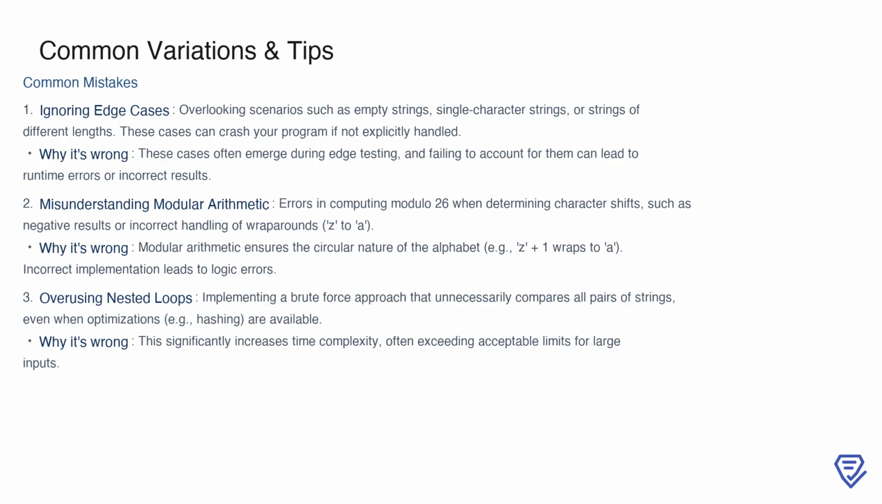Another frequent issue is misunderstanding modular arithmetic. Since the problem relies on character shifts within the alphabet, computations often involve modulo 26. Errors here, like failing to handle negative results or wraparounds from z to a, can lead to logic errors that cascade through your solution.